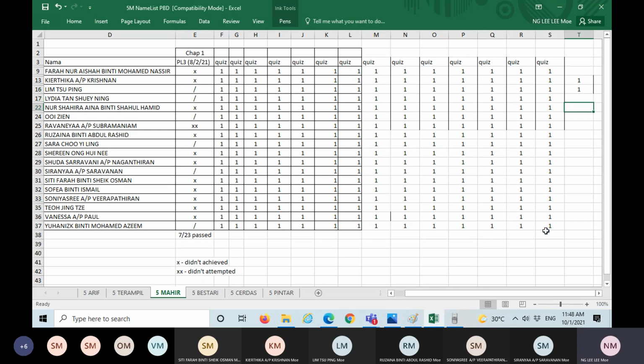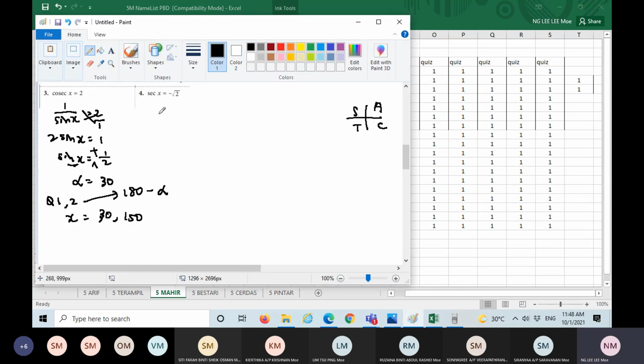Lydia not here. Okay, Shahira. Can you please tell me second x is 1 over what? 1 over cos. Okay, cos x. So this one, same thing. Another way of doing this type of question is this one you turn upside down. So this one also you turn upside down. So it becomes this.